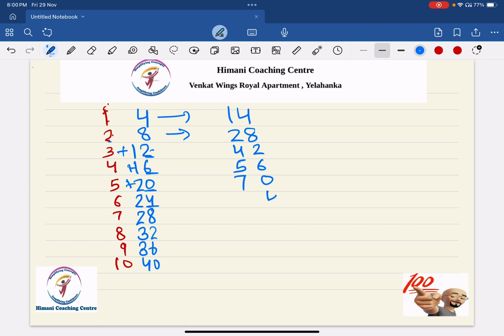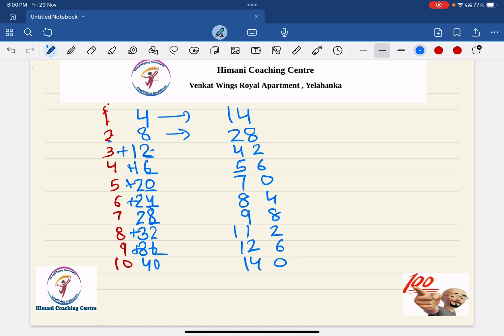For 6s, put 4 at unit digit, 6 plus 2, 8. Then you put 8 and 7 plus 2, 9. So 14 sevens are 98. Similarly, 14 eights are 2 for unit digit and 8 plus 3, 112. 14 nines are, 6 will remain at unit digit, 9 plus 3, 12 and 140.